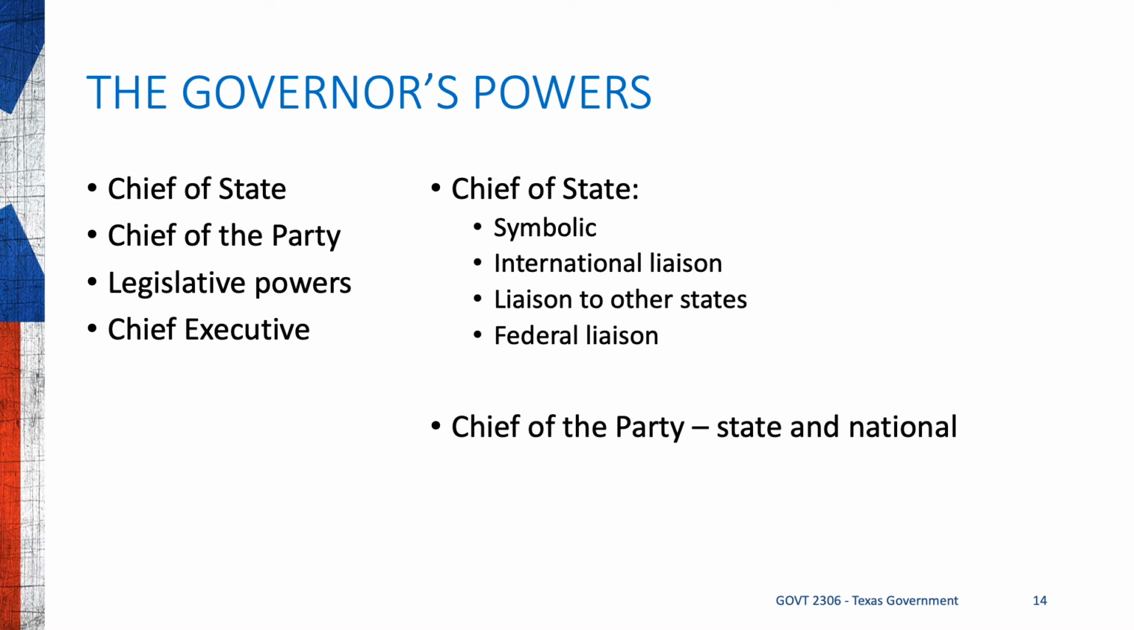They're an international liaison, so Greg Abbott meets with representatives from Mexico a lot because we have an international relationship when we share our border. Going back to some of the symbolic powers, the Texas governor will visit disaster areas if there's been a tornado or a hurricane, will survey the area, but also offer support to the people that are there.